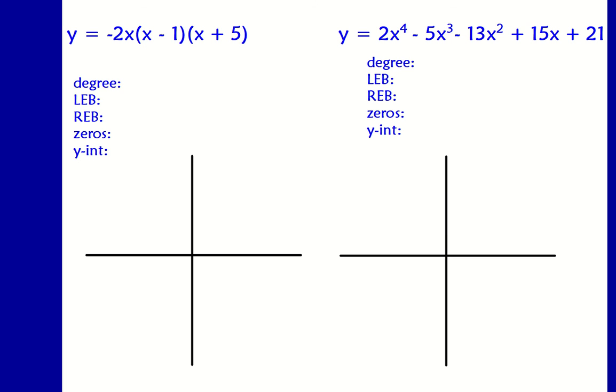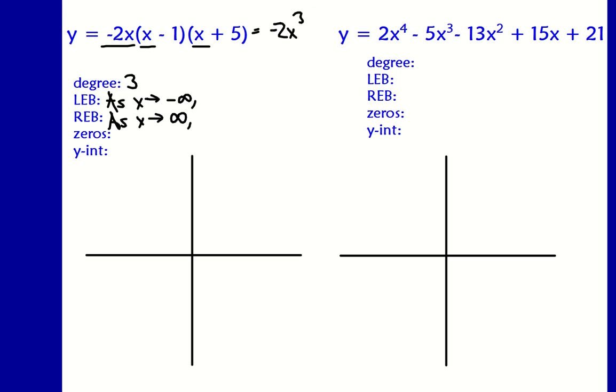So the first one is given in factored form. To find the degree and the end behavior, I'm going to have to think about what the leading term would be. If I multiplied all of this out, I would have negative 2x times x for that leading term, and that would be negative 2x cubed. That tells me that this is a third degree, so as x approaches negative infinity and as x approaches positive infinity, those are going to be different end behaviors.